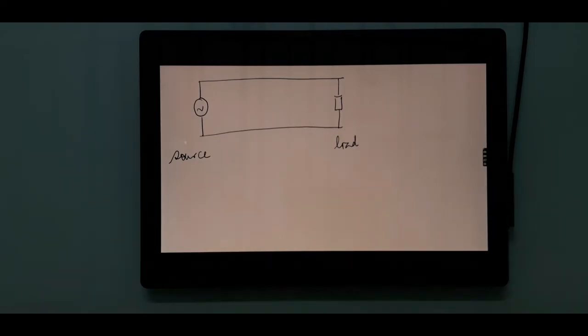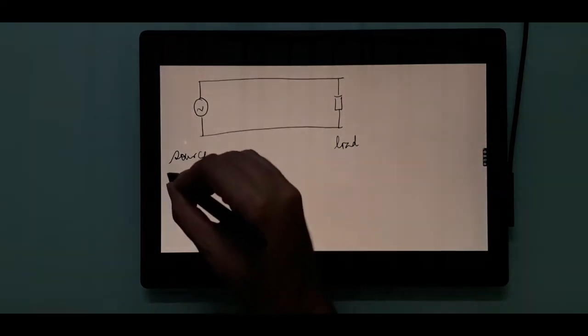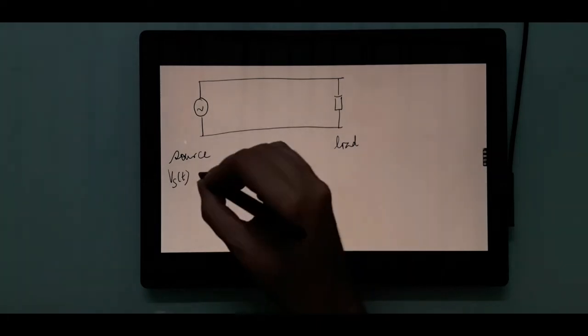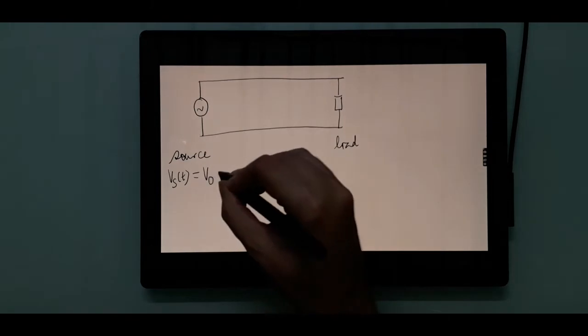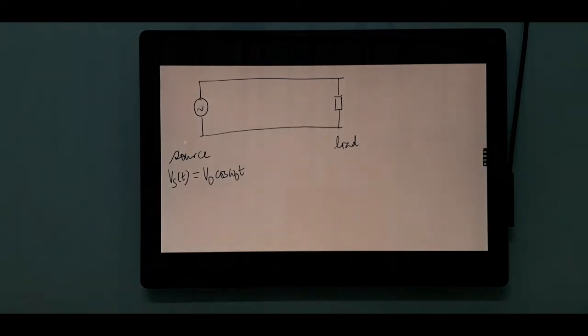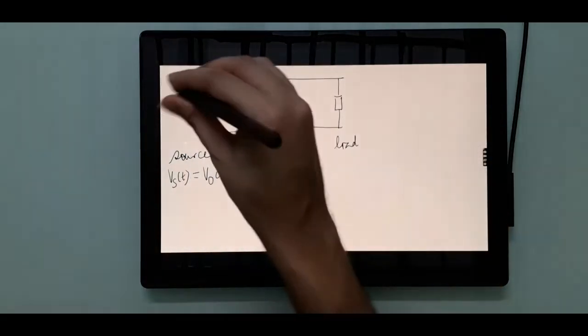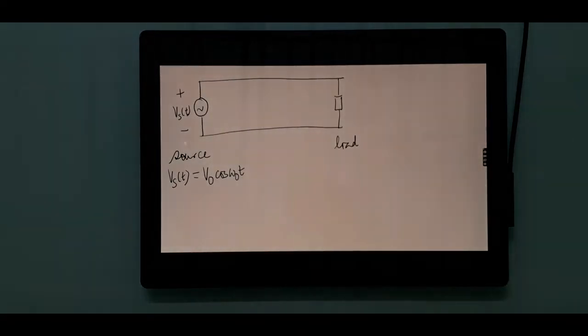The question now is, let's suppose this source has a voltage Vs of t that is sinusoidal. Suppose that is some V0 cos omega 0 t. That's a function of time. Obviously, we all know that alternating currents or alternating signals are functions of time. So now, if the voltage across the source is Vs of t, what will be the voltage across the load?